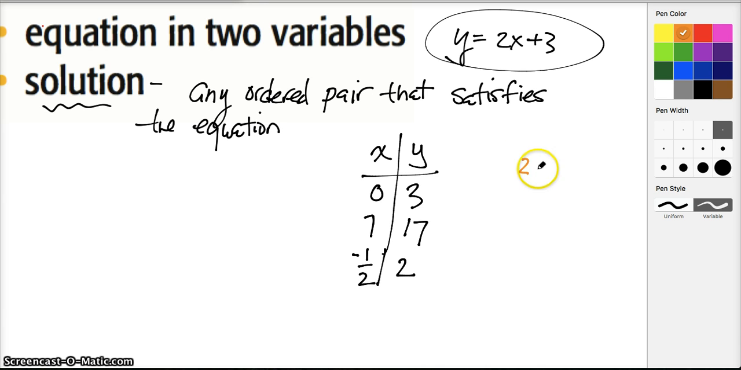Let's try a point. Let's say 2, I don't know, 5. If I plugged in 2 for x, that would be 2 times 2 is 4, plus 3 would make 7 and not 5. So this ordered pair is not a solution for this particular equation in two variables. So today we're going to talk a lot about what's a solution and what's not a solution when we're dealing with equations with two variables.